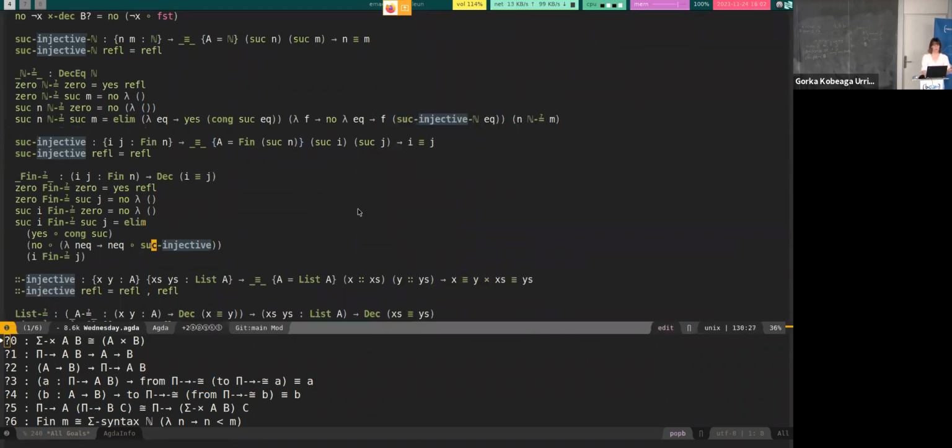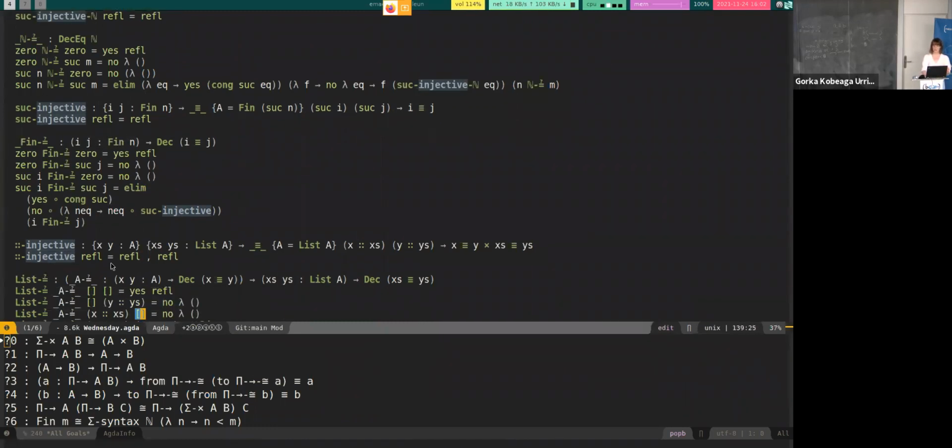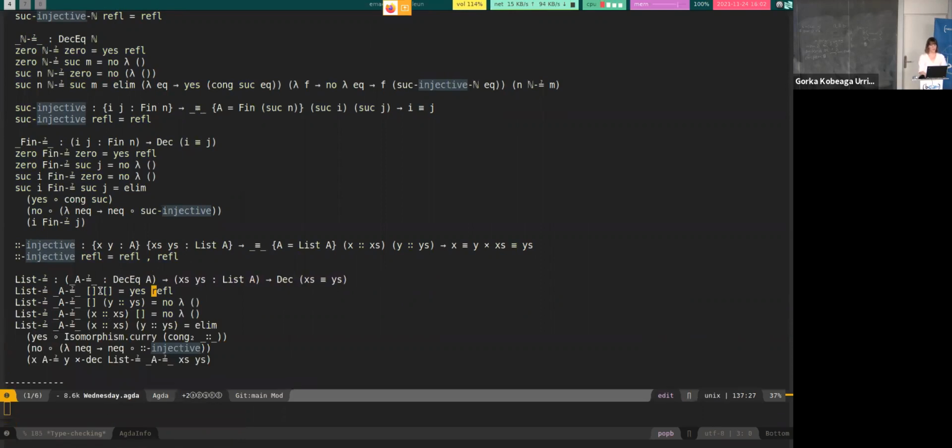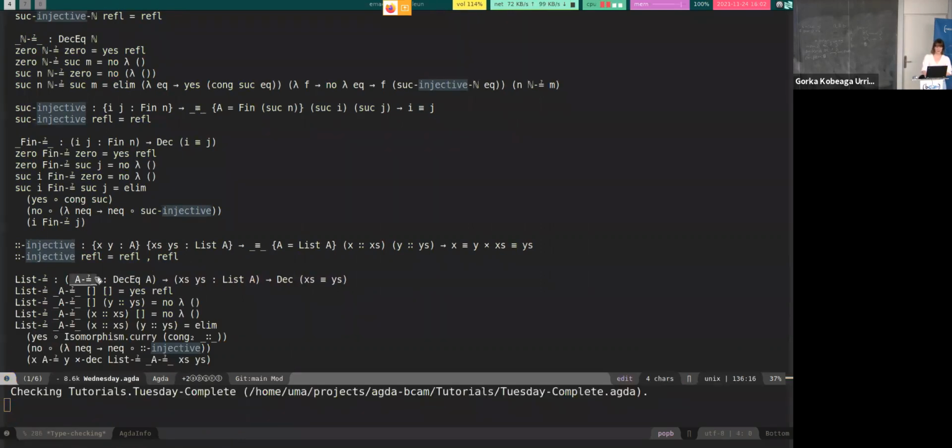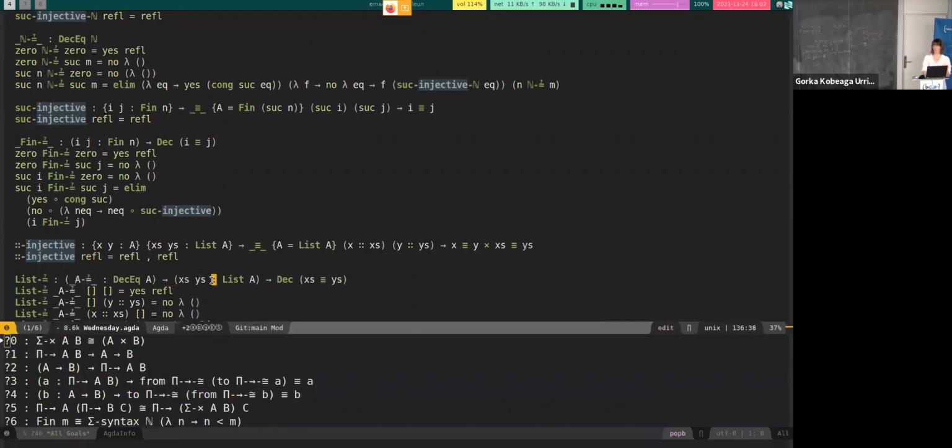So yeah, you can prove that a bunch of things are decidable. We can prove that strings are decidable. And we can prove that lists are decidable as long as the elements of the list are decidable. So here we take as an argument the decidability on the elements of the list, and we give back a proof that lists are decidable with that assumption.